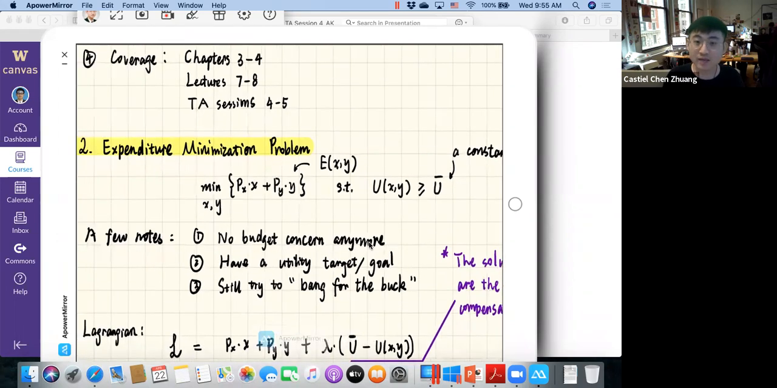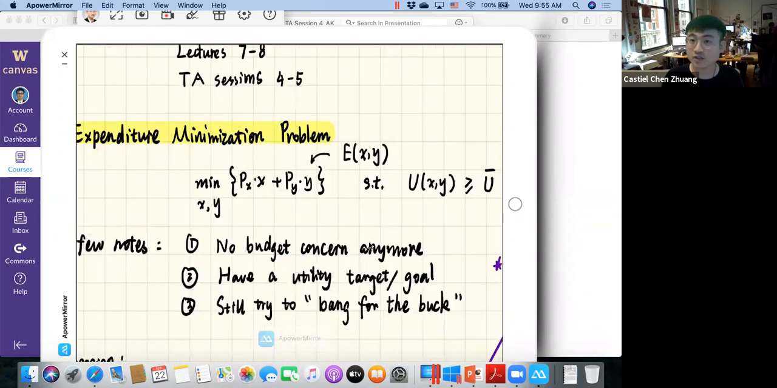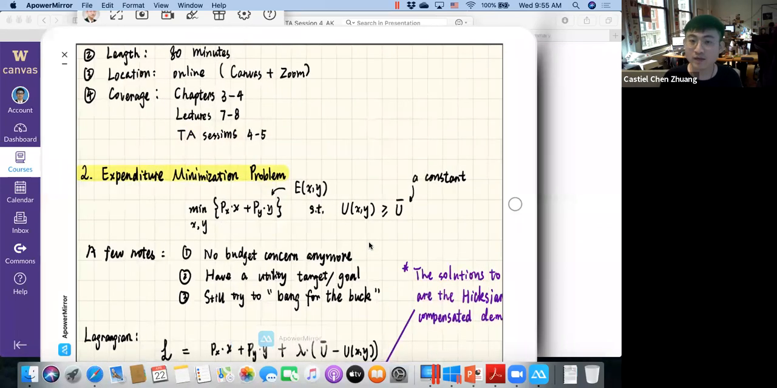But you don't want to spend too much. So you minimize the expenditure, and the expenditure, okay, is px times x plus py times y. That's originally in the budget constraint, right? So that would be the expenditure, and then the other side of that constraint is your income, but now we don't have any concern of your income. So this is the new problem that we want to solve.